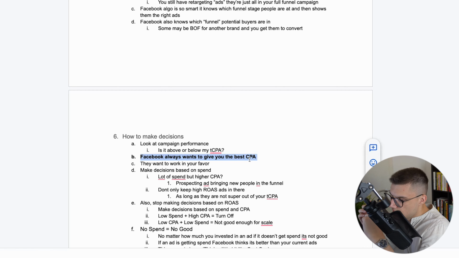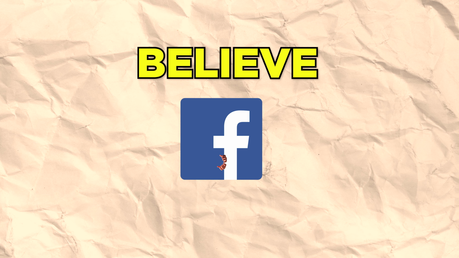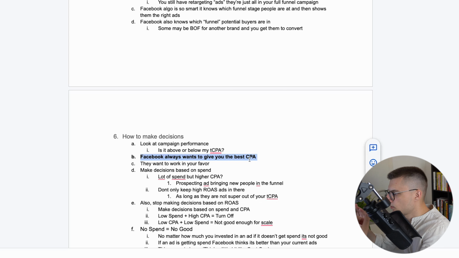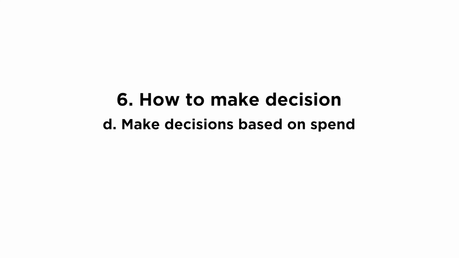So if you believe that Facebook wants to give you the best CPA, then you forget those questions of, this ad got a 10x ROAS, but it's not getting any spend. What should I do? I'm going to answer that in just a second. But those questions will be erased from your brain essentially, because you start to make decisions based on spend.